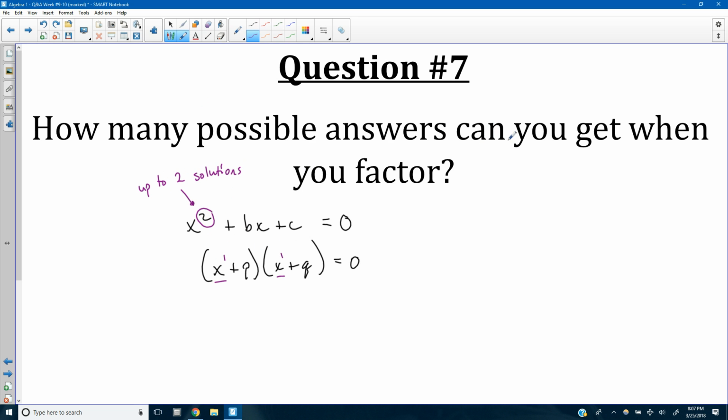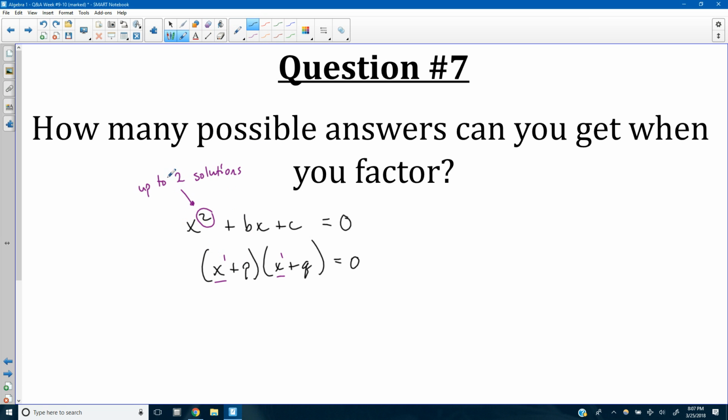This leads to a lot more questions I want to answer. When you see things in factored form, you should be able to know what kind of degree it is. It's a quadratic, degree 2, because there are 2 x's involved. So that's up to 2 solutions.